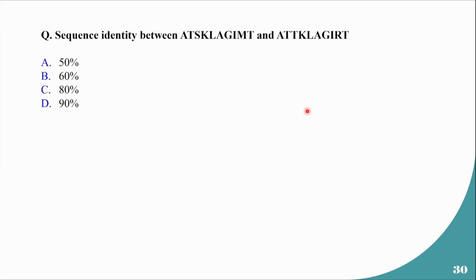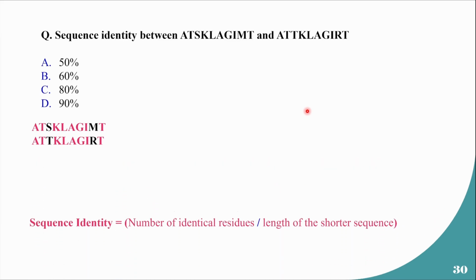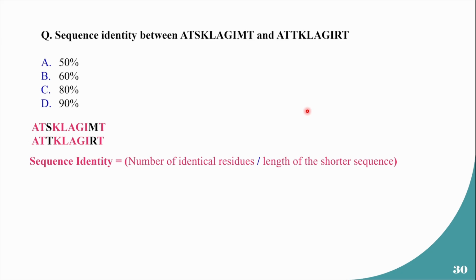First, can we try to calculate the sequence identity problem? If you have been given two different sequences and you are asked to calculate the identity between these two, can you maybe do it? Okay, I have just given the formula here. It's very simple. It's the number of identical residues that are present, and then you divide that by the length of the shorter sequence.